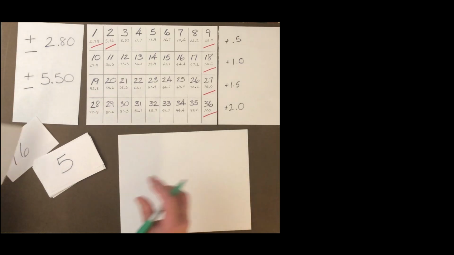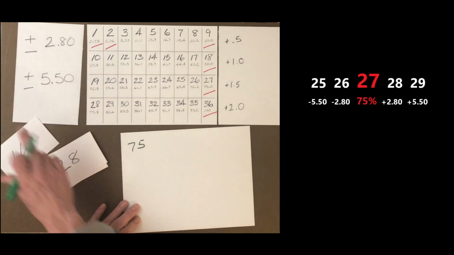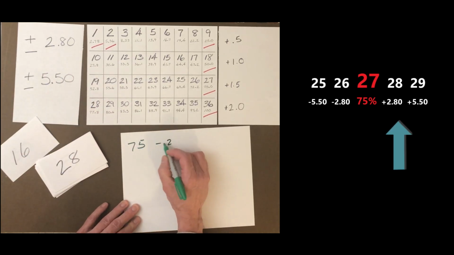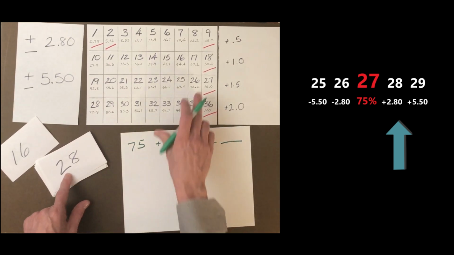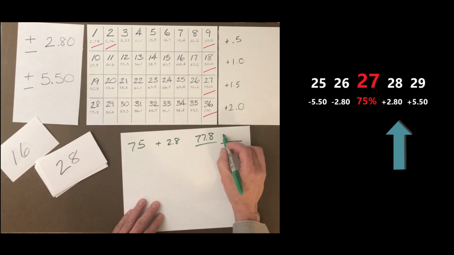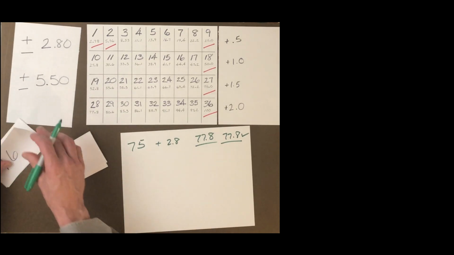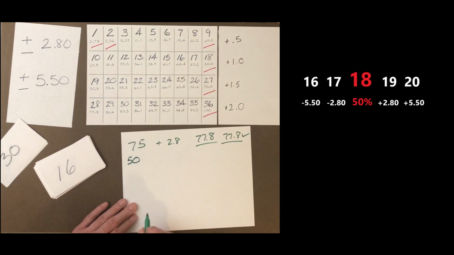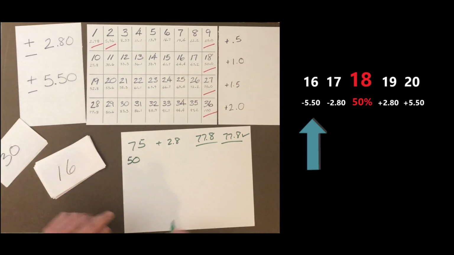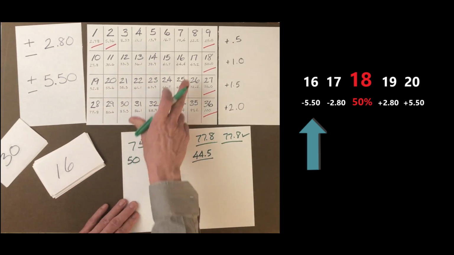And just a few more here. We have 28. We know 27 is 75%. We're 1 higher, so we're just going to add the 2.8, 77.8, and the actual answer for 28 is 77.8. And we have 16. We know 18 is 50%, and this is 2 less, so we're just going to subtract our 5.5. 44.5. Actual answer for 16, 44.4.